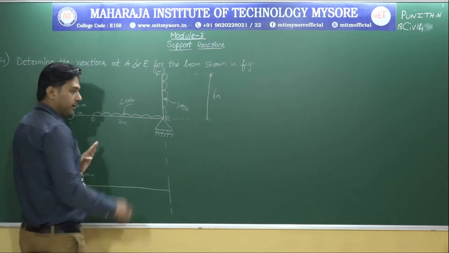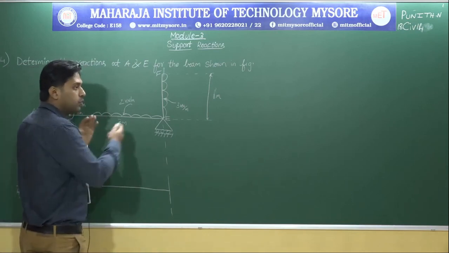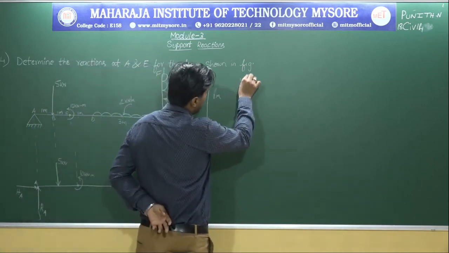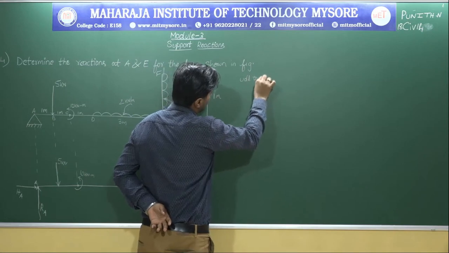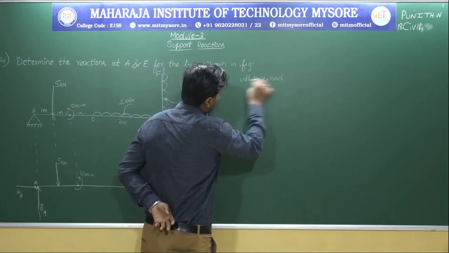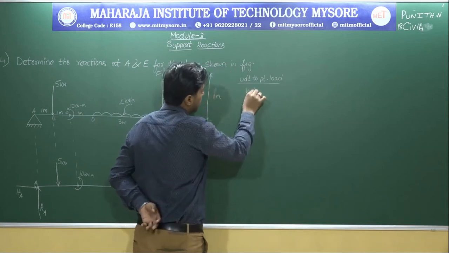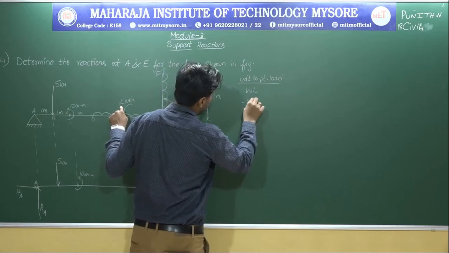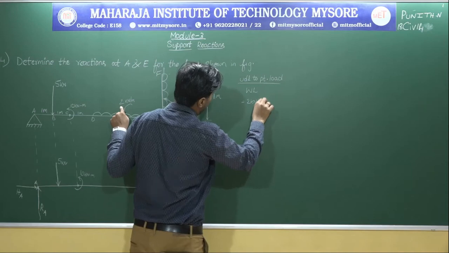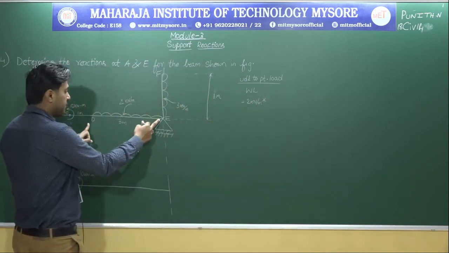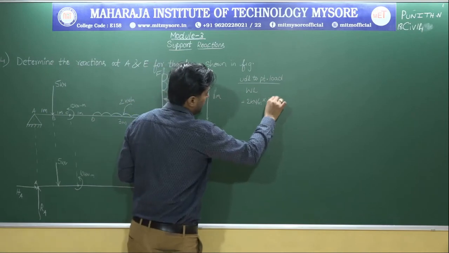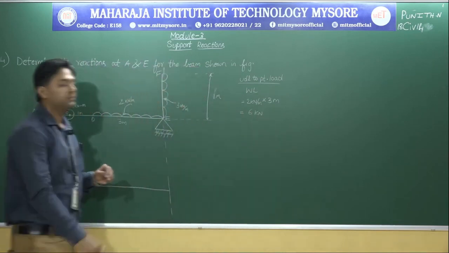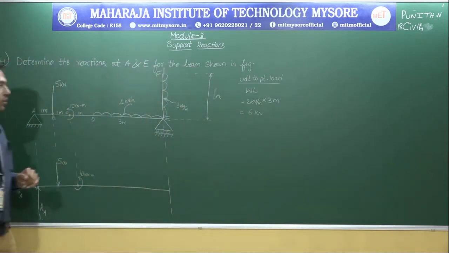So I think you people know that. Whenever we are having an UDL, we need to convert that into point load. Yes or no? So what I will be doing is, I will be converting UDL to point load. So I think you people remember how to convert UDL to point load. So the formula is W into L. So what is the value of W? That is the load. It's 2 kilonewton per meter, into till what span it has been distributed. So it's 3 meter. So the meter gets cancelled. Finally we are left with 6 kilonewton.